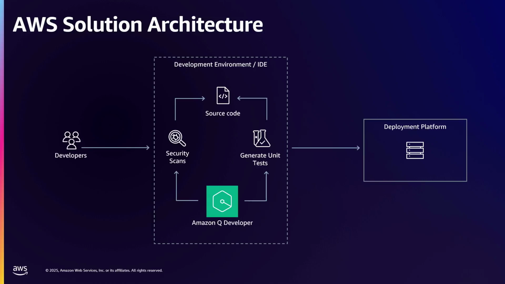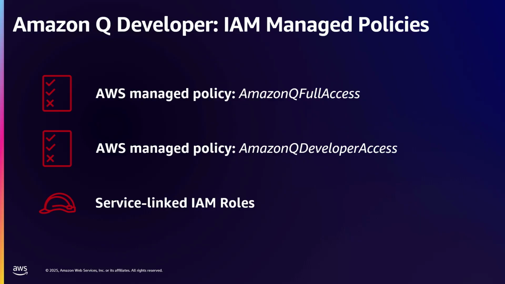Before I head to the demo, I also wanted to highlight some of the IAM managed policies that you can have access to using Amazon Q Developer. It provides a couple of fully managed IAM policies. One is Amazon Q full access. This provides you with administrator-level permissions to manage user subscriptions for your developers that have access to your Amazon Q Developer instance within your AWS environment. There's also Amazon Q Developer access. This one grants full user access for Amazon Q Developer.